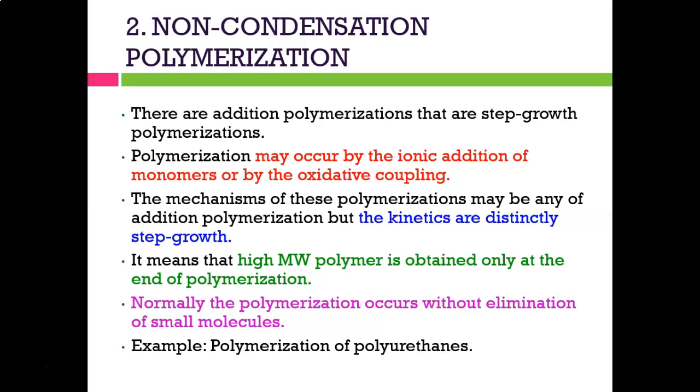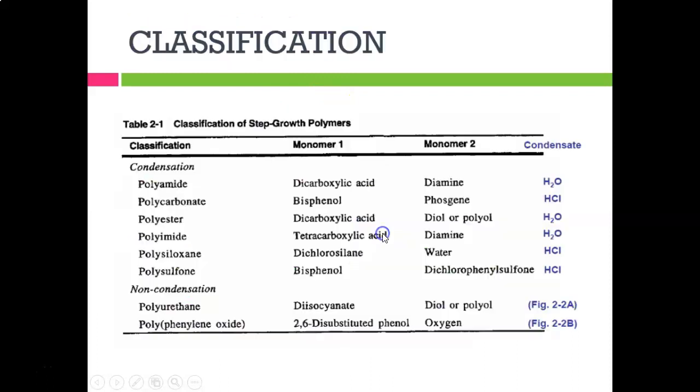Generally, in the polymerization of polymers we have two types: condensation polymerization and addition polymerization. The old name for condensation is step growth, and the other name remains addition. It means that high molecular weight polymer is obtained only at the end of the polymerization process. For non-condensation polymerization, normally the polymerization occurs without the elimination of a small molecule. In the preparation of PU, there is no byproduct produced.